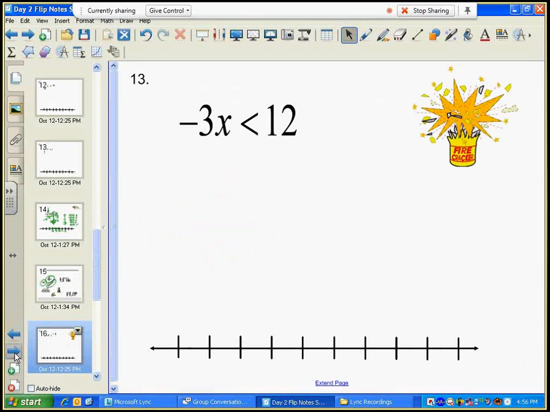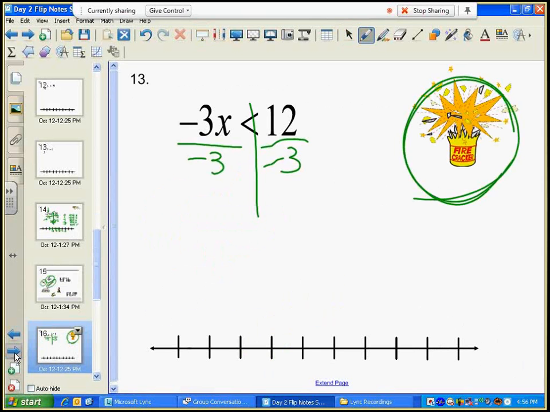All right. So, here we go. I'm going to divide by negative 3. I'm going to divide by negative 3. Bam! You should be freaking out here. You should feel a warning going on here. So what do you think we're going to do here? We're going to flip the inequality. So instead of it being less than, it's now going to become greater than -4.